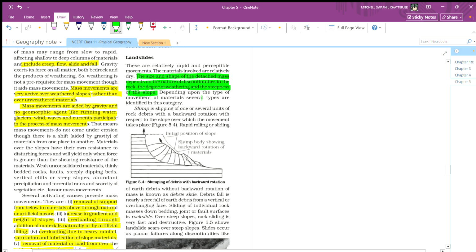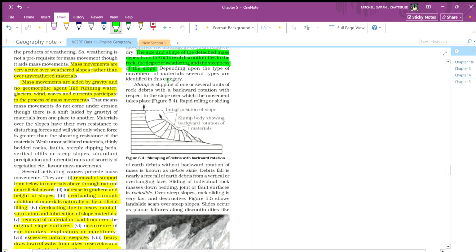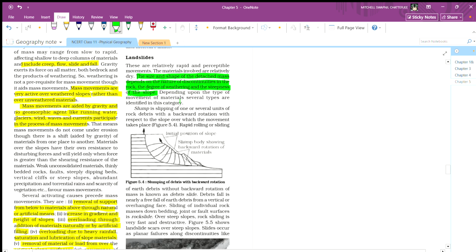Depending upon the types of movement of the material, several types are identified in this category. So these are the types. Let's write the types. The first one is slump.